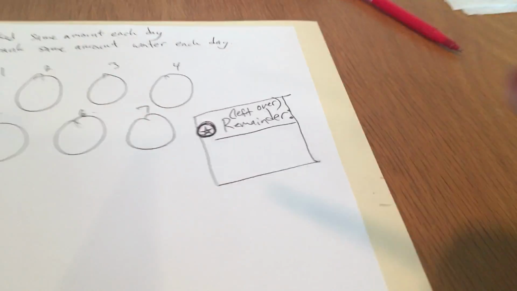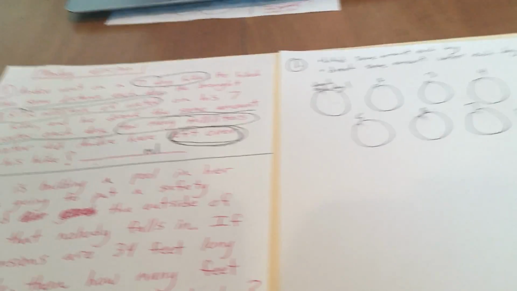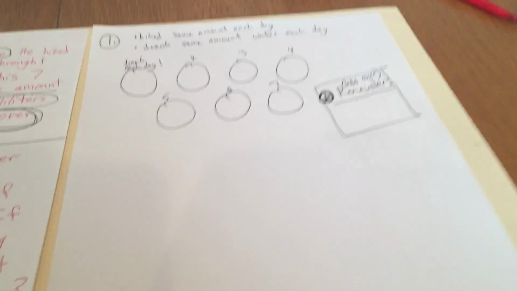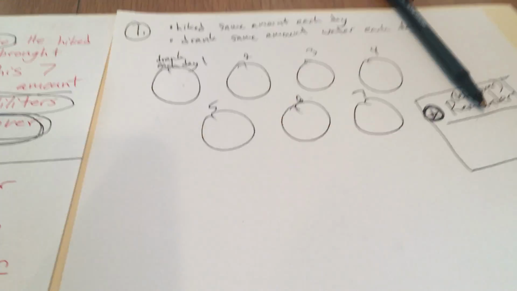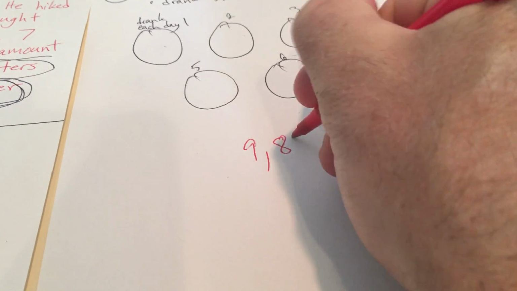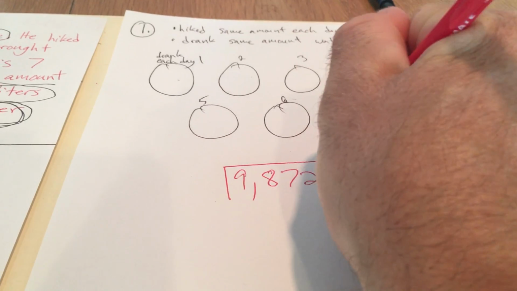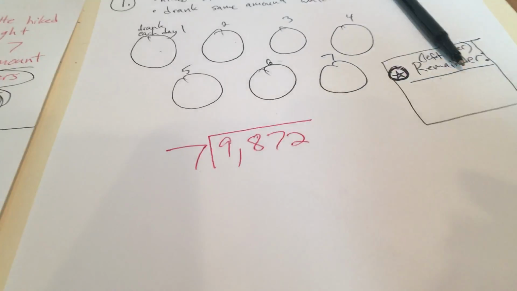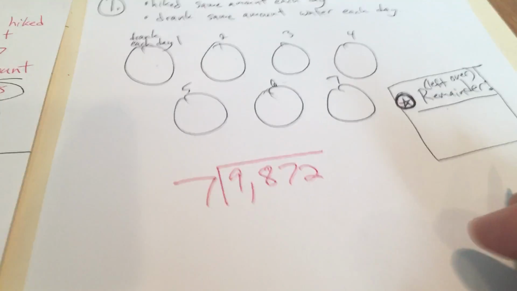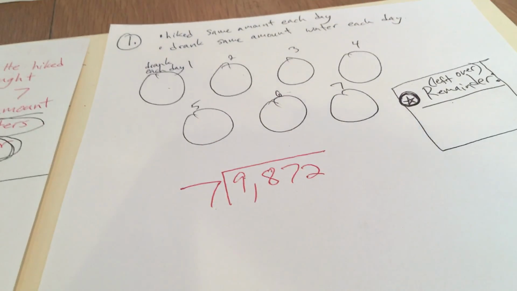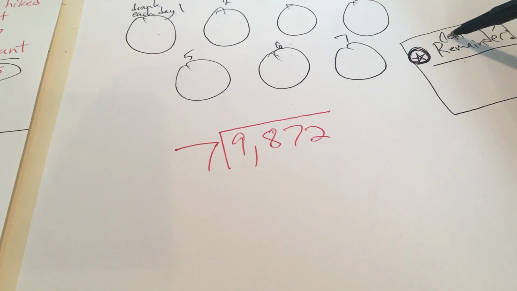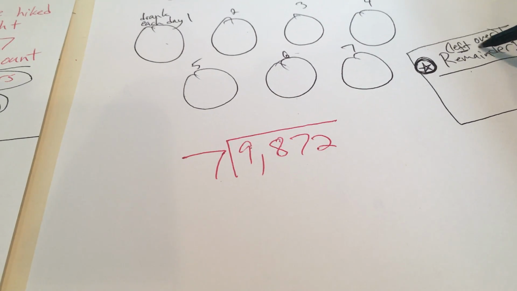All right, so a little bit tricky. So if you did not get that part of it, that the answer is the remainder, then pause, go back and fix your answer now, and then you can replay the rest of this video. Okay, so let's see. Andre had 9,872 milliliters. Make sure I got that number right, 9,872. And we're dividing it into 7 equal groups for the 7 days that he went hiking and drank the same amount each of those 7 days. And our answer is going to be how many he has left over.